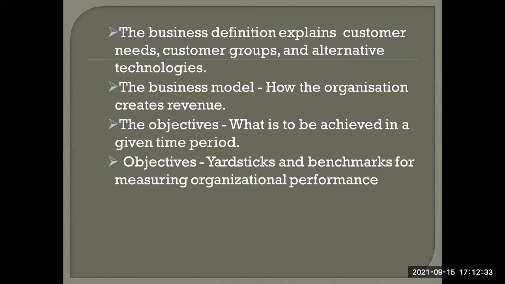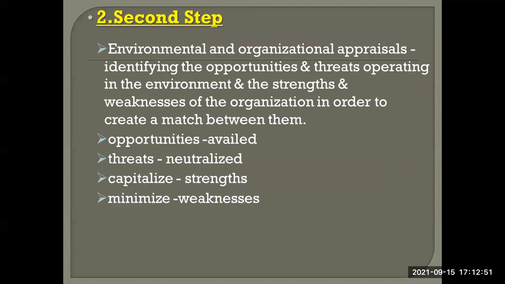Then you have to think about the business model, that is how the organization creates revenue and profit. The next is you define the objectives, that is what is to be achieved in the given time period. Objectives are the yardstick and benchmarks for measuring organizational performance. Now in the second step, environmental and organizational appraisals need to be done in identifying opportunities and threats operating in the environment. So what are the opportunities, what are the threats?